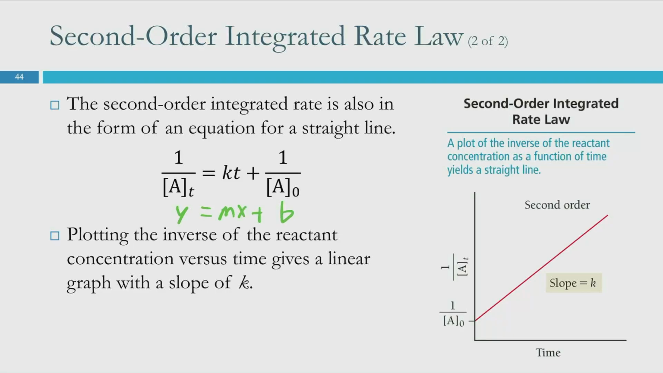This has the form of y equals mx plus b. Time is still just time. Our y, instead of natural log of the concentration at some given time, is now 1 over the concentration at some given time. So if we plot the time and 1 over the concentration at a given time, we still get our y-intercept out, something that we could turn into our initial concentration, and this time our slope is positive k.